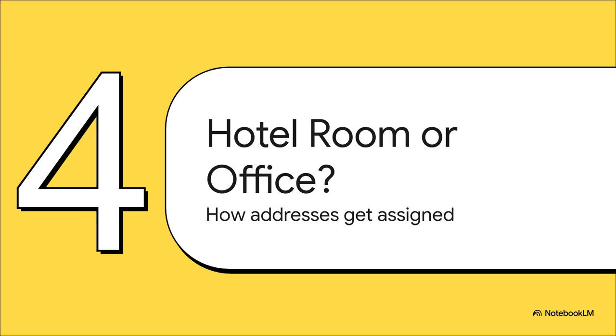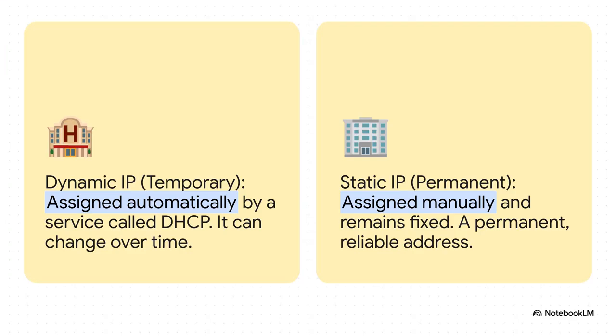All right, we're getting close to the full picture here. We know our devices need these private addresses, but how do they get them? Do you have to type it in every time you connect your phone to the Wi-Fi? Thankfully, no. See, it happens in one of two main ways. Most of your gadgets get what's called a dynamic IP. It's temporary and it's assigned automatically. But some really important devices, they need a static IP, one that's permanent and set by hand. It's the difference between getting a temporary hotel room and owning a permanent office.